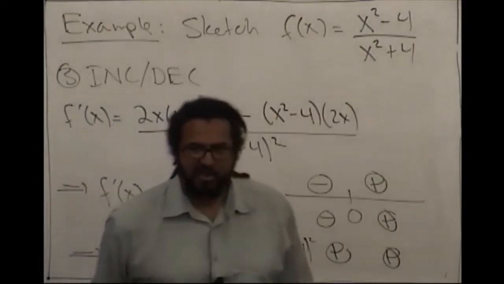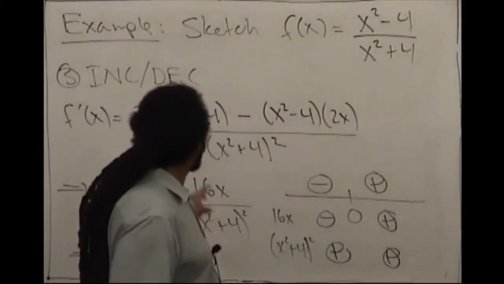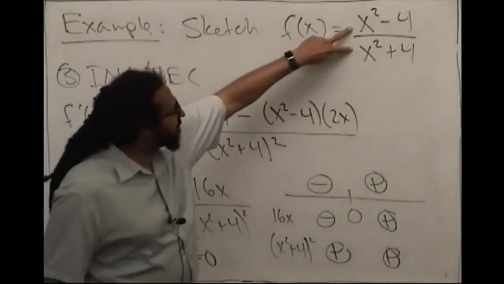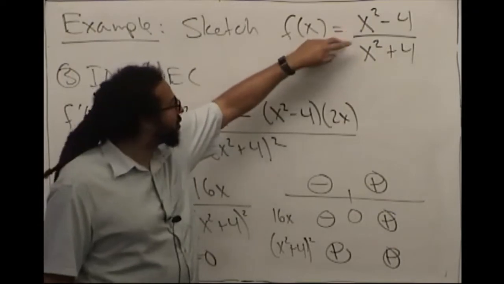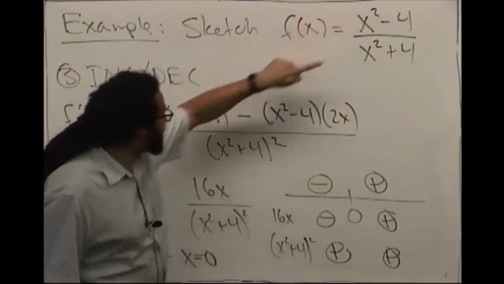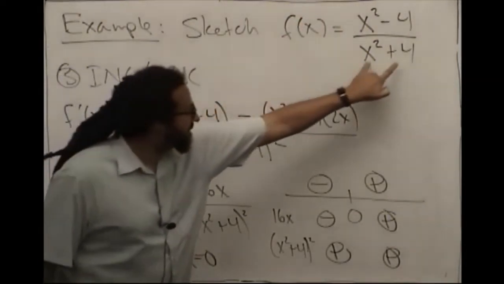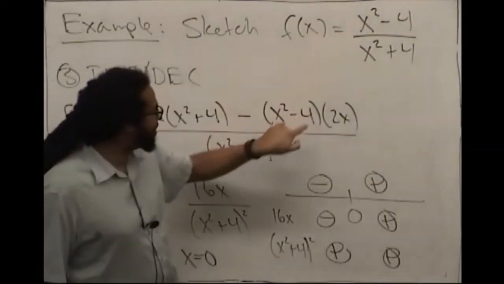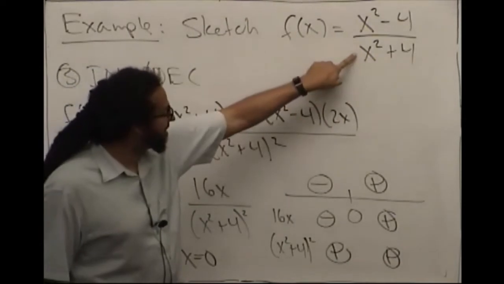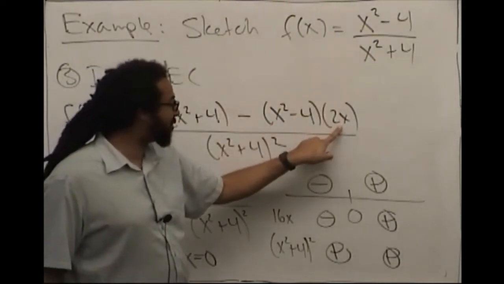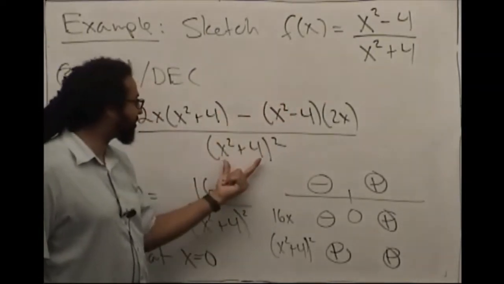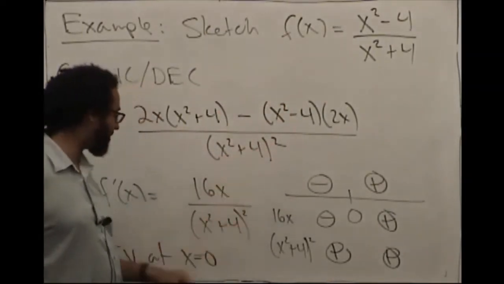Where is this function increasing and where is it decreasing? So, first derivative test. This thing is a quotient, so I need to use the quotient rule. It's the derivative of the top, which is 2x, times the bottom, which is x squared plus 4, minus the top, x squared minus 4, times the derivative of the bottom, so 2x, and then divide all that by the bottom squared. So x squared plus 4 quantity squared.